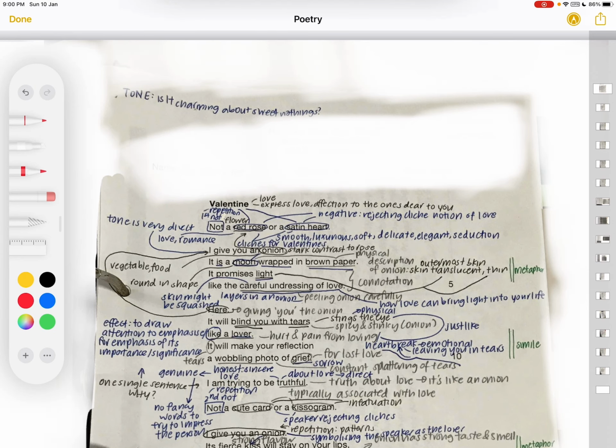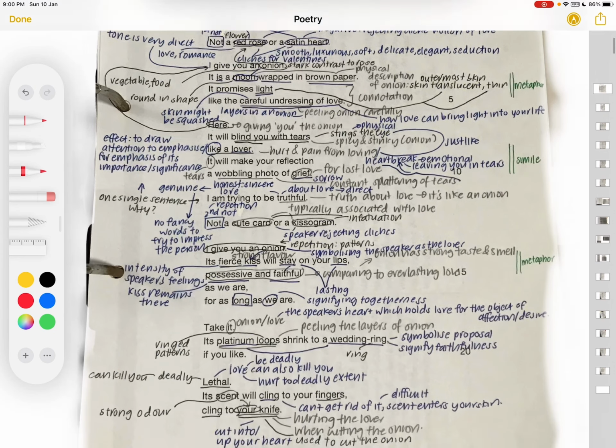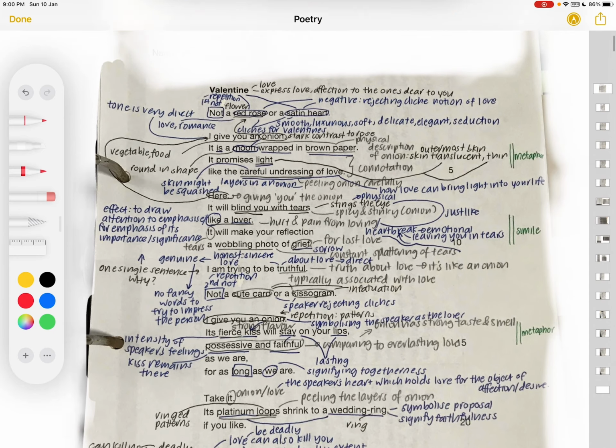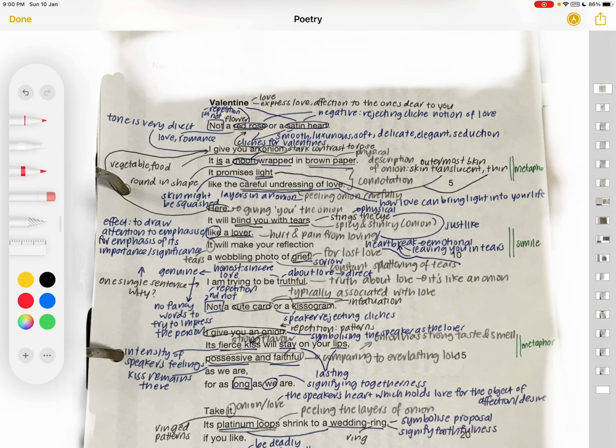Today we are going to be looking at the poem Valentine by Carol Ann Duffy. As you can see on the page here, I already have a lot of my annotations. In pencil is the denotations of certain words in the poem, while in blue ink is the connotations of the words used in the poem.